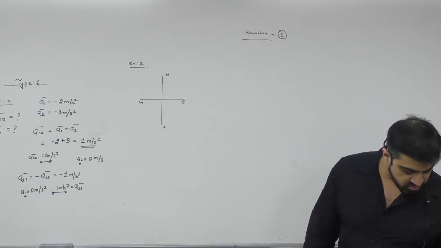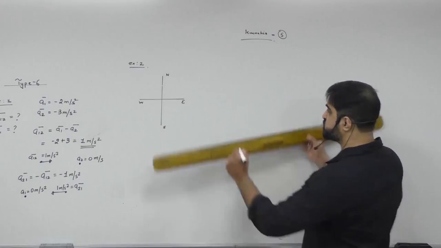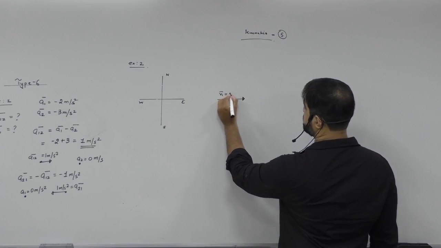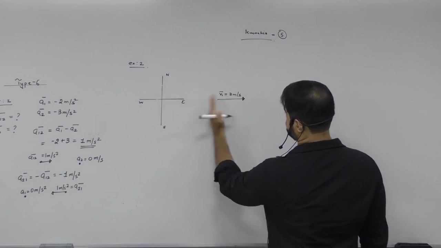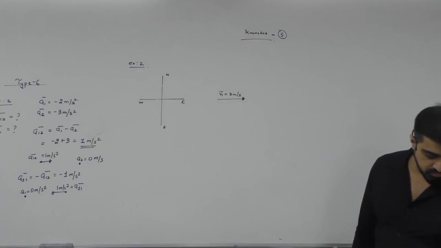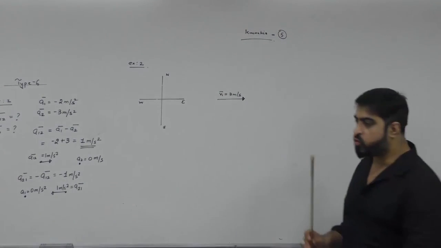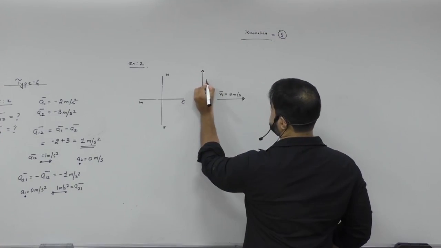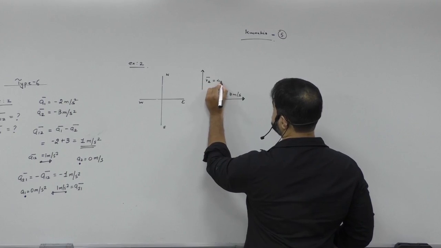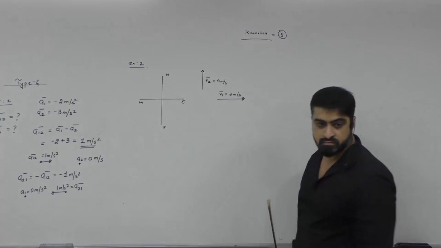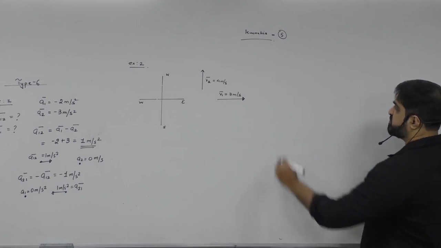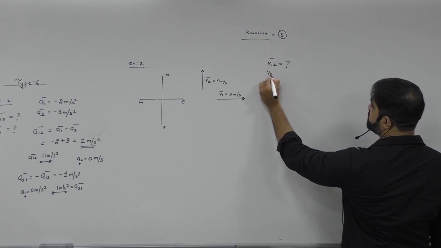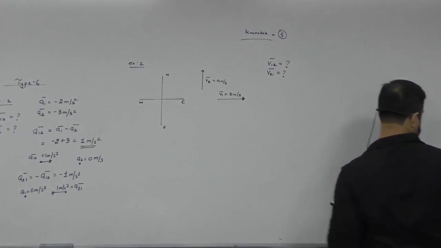Now they are telling you that V1 is 3 meter per second towards east. So V1 bar is this way, 3 meter per second due east. The car is going this way, and velocity of 2 is 4 meter per second towards north. The second car is going this way. Getting it? I want to find velocity of 1 with respect to 2, and similarly velocity of 2 with respect to 1. Pay attention over here.